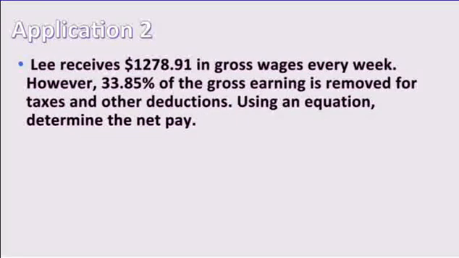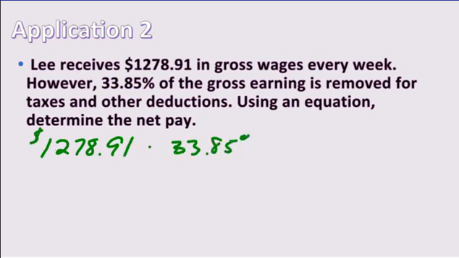Next one, Lee receives $1,278.91 in gross wages every 2 weeks. However, 33.85% of the gross earnings is removed for taxes and other deductions. Using the equation, determine her net pay. And again, net pay is what you get after taxes and deductions. So you got $1278.91, and they're taking 33.85% of that. You need to find out what her net pay is going to be.